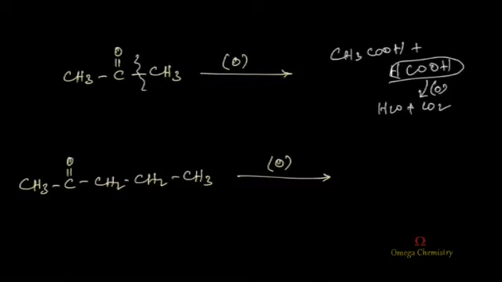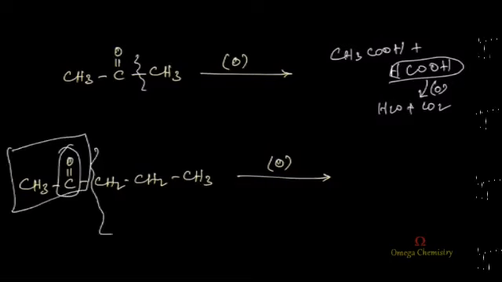This rule states that the carbonyl group will stay preferentially with the smaller alkyl group. So the bond will break like this. Here the bond will break. It states that the carbonyl group will preferentially stay with the smaller alkyl group during oxidation of an unsymmetrical ketone. So I'll get a two carbon acid like acetic acid and a three carbon acid like propionic acid.